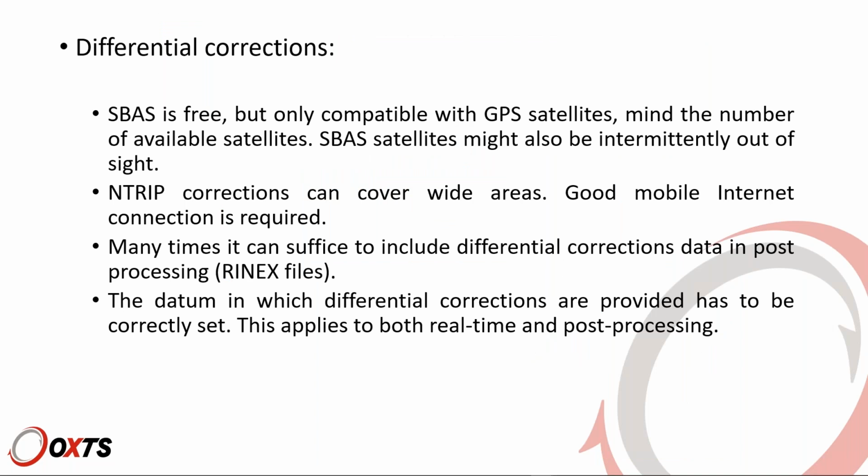Differential corrections. There are a number of them. These obviously are used to improve the position accuracy of your system. So SBAS, to start with, that is free. It's provided through satellites. Keep in mind that it is only compatible with GPS satellites. So if you have other constellations enabled, like GLONASS or Beidou, in the near future we will have Galileo, SBAS is not compatible with these. It means the system will still be tracking those constellations, but it will not be using them in real time.